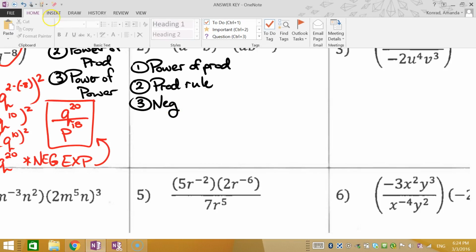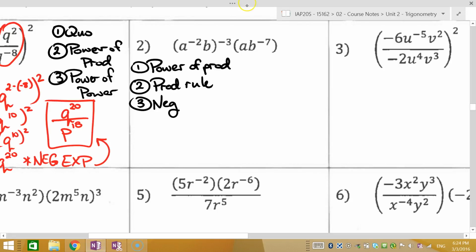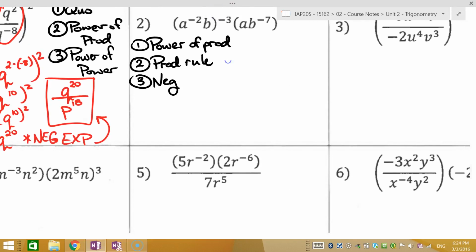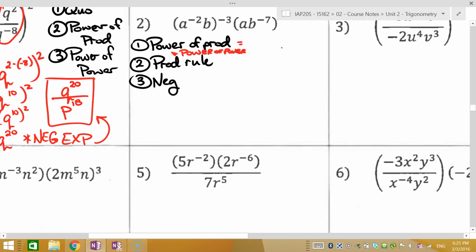So what does this look like? Switching back to red. Step 1, power of product. That means that this -3 is distributed to both. Oh, you know what? And that means I'm also going to have a power of power rule showing up. Totally overlooked that. Sorry about that. So first things first, I've got a to the -2 to the power of -3 and b to the -3. That's my power of product rule.